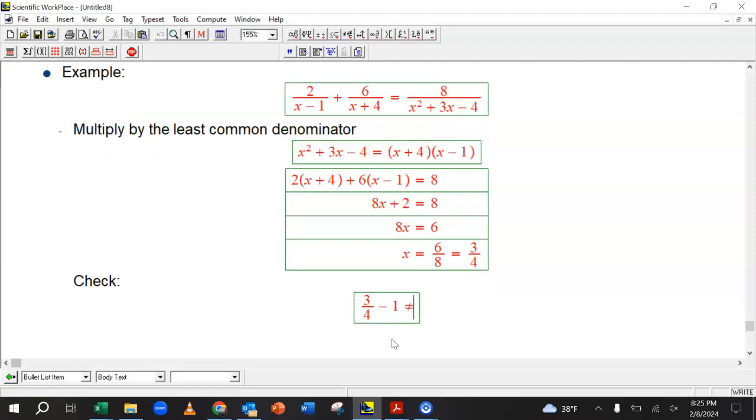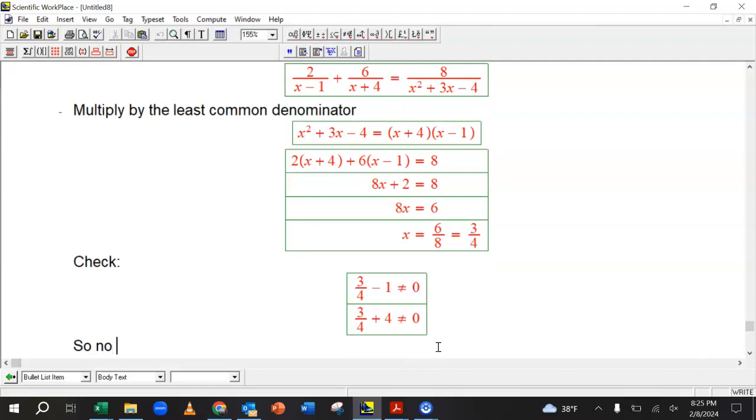3/4 minus 1, not equal to 0. 3/4 plus 4, not equal to 0. And again, this right-hand side denominator was just the product of those two numbers. So I've already checked that when we plug in x equals 3/4, neither of those individual factors are 0. So no denominator is 0, and we're good to go.